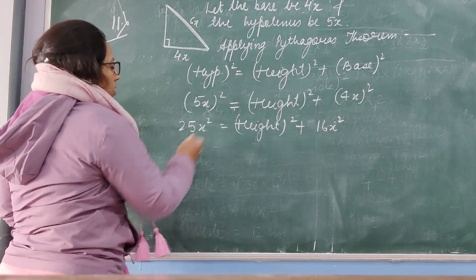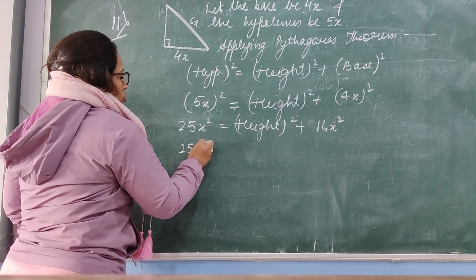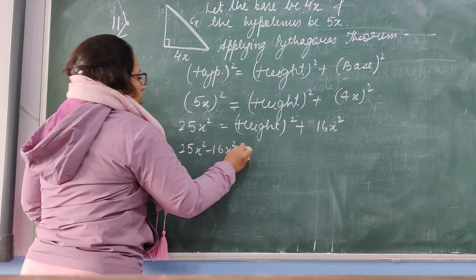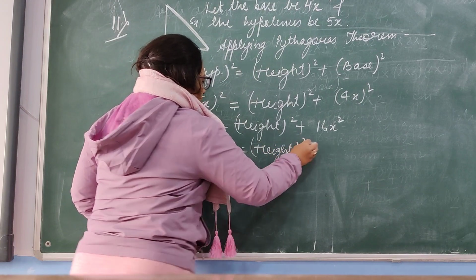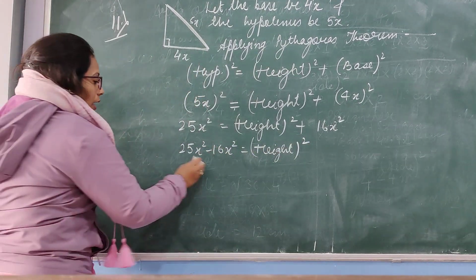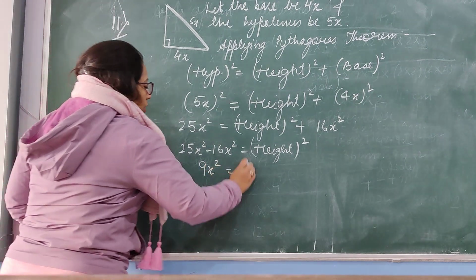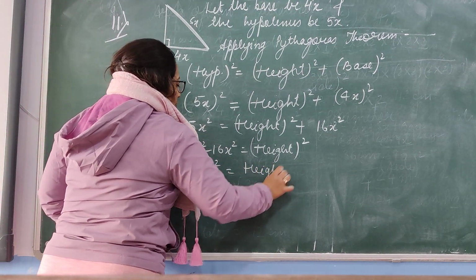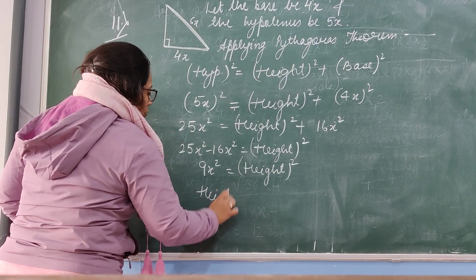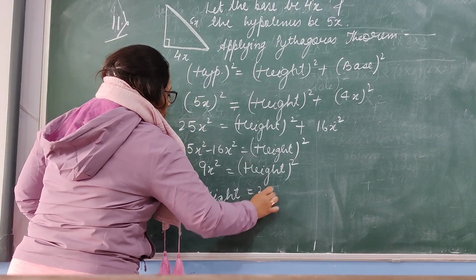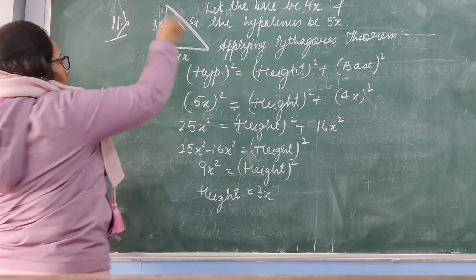Now we can bring the 16x square this side. 25x square minus 16x square is equals to height square. Now 25 minus 16 is 9x square. 9x square is equals to height square. So what will be the value of height? The value of height will be 3x. That means this will be 3x.